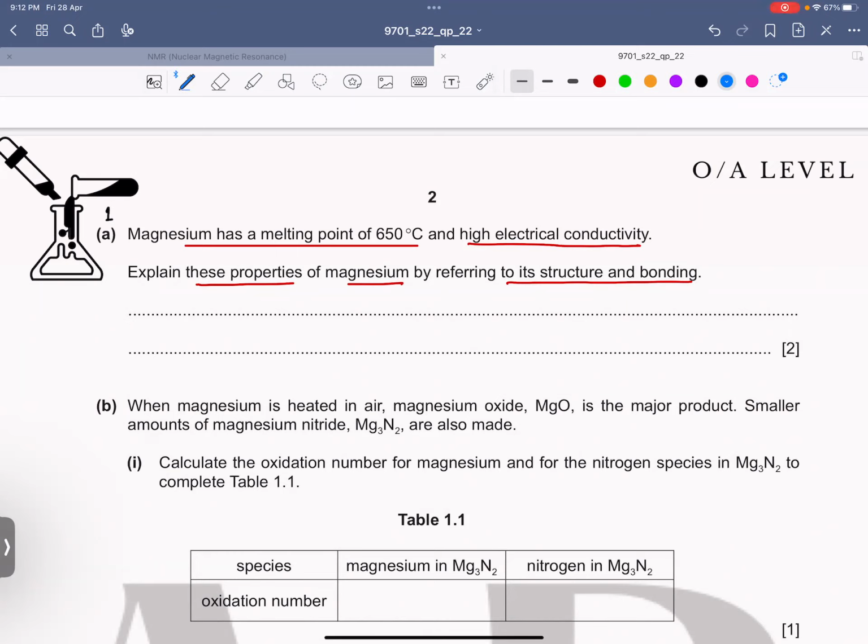So we can write that melting point is high as many strong metallic bonds. As magnesium is a metal, we would refer to a metallic bond. And you all know that metallic bond results in the formation of a giant lattice in which there are metallic bonds throughout the whole structure.